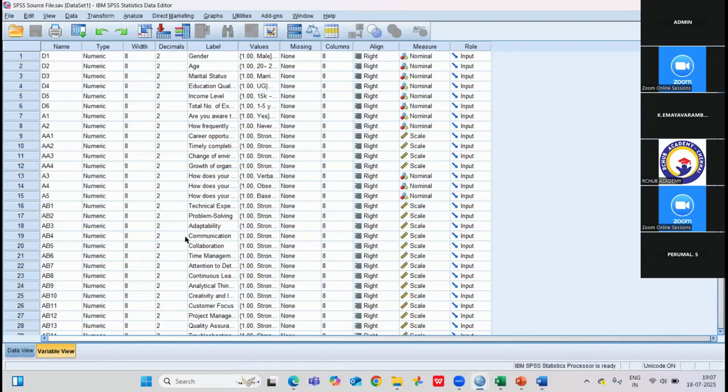SPSS software is specifically designed to analyze questionnaire-based studies. Not just questionnaires, but also secondary data, though mostly questionnaires. Here in the label session, you see all the questions being typed.